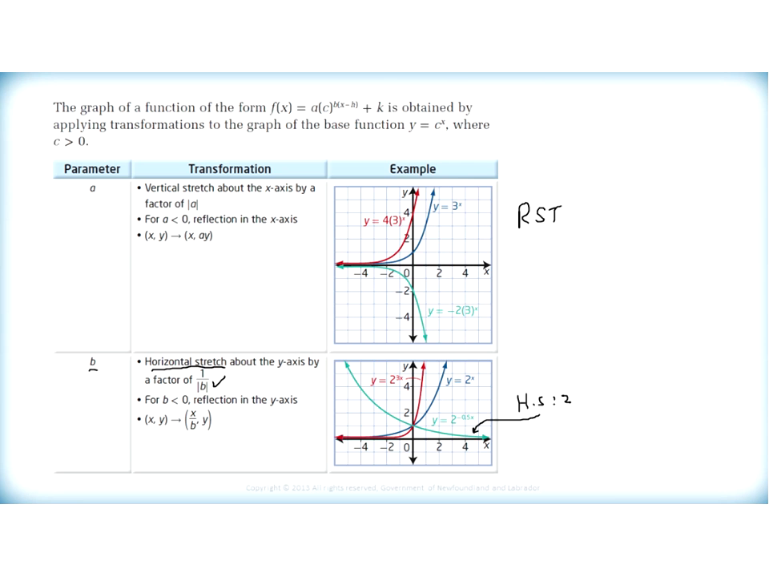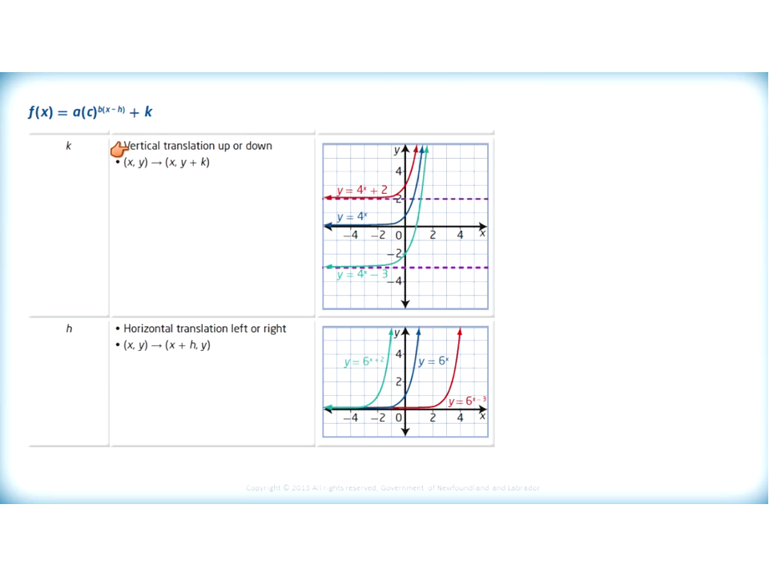I sort of forgot the mapping rule in the last one. Let's go back and look at it quickly. The mapping rule for the horizontal stretch is x, y maps to x over b comma y, or 1 over b times x comma y. Same thing. Because again, the horizontal stretch is 1 over b.